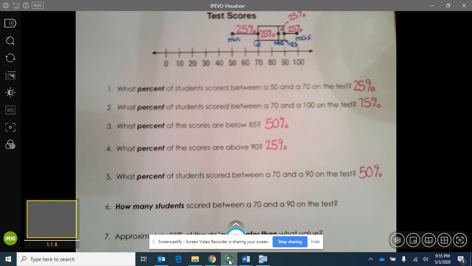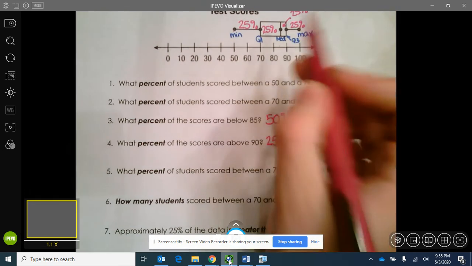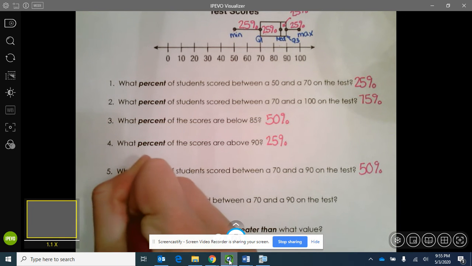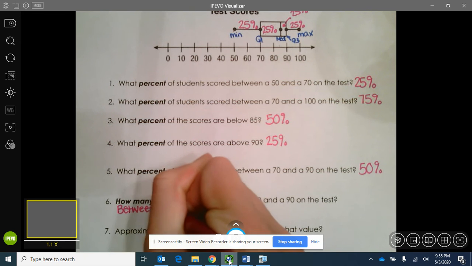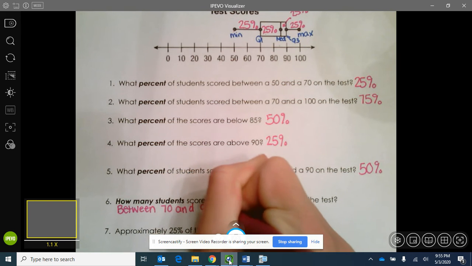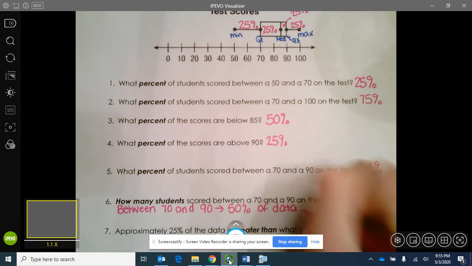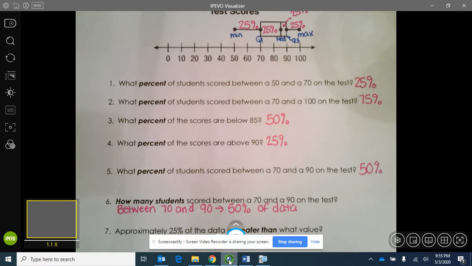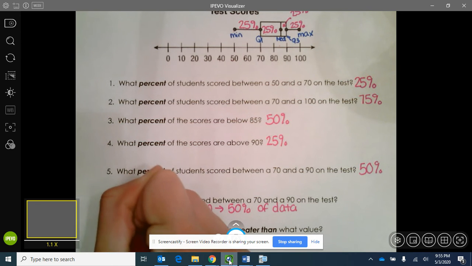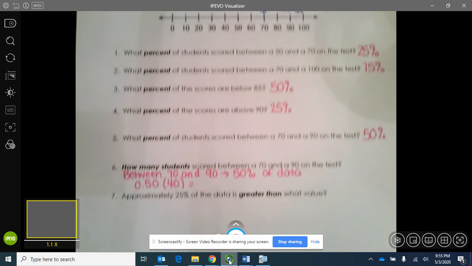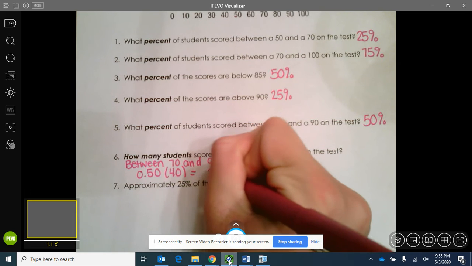How many of the students scored between a 70 and a 90? Well, between 70 and 90 is 50% of the data. Now, if we want to know how many students that is, you need to look back in the problem and figure out what the total was. Our total here was 40 students. So 50% of 40 students, we would just take our 0.5 times 40, we get 20 students.